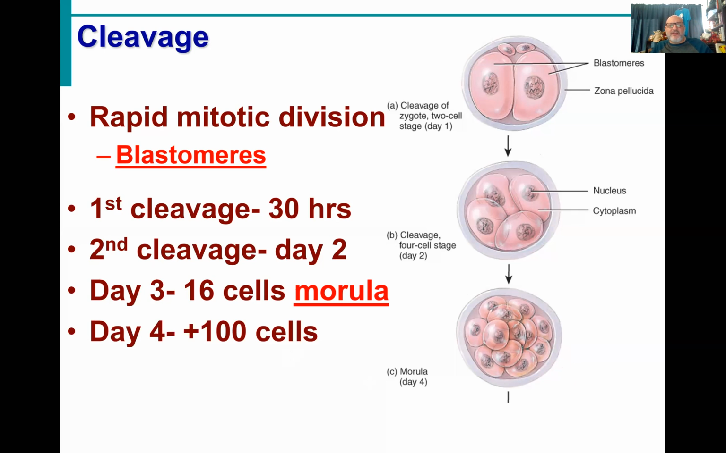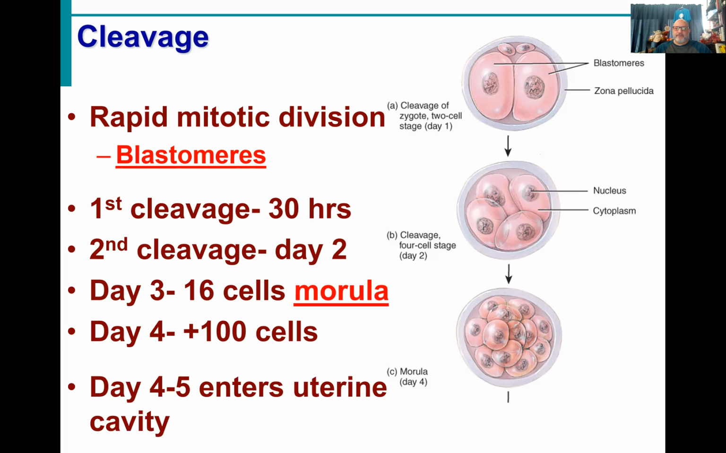And by about day 4, we have this massive, dense cluster of about 100 cells. And again, it is a uniform mass. At about day 4 or around day 5, it actually enters into the uterine cavity. Remember, as we talked about, it takes about 3 or 4 days to get the egg down from the uterine tube into the uterus.